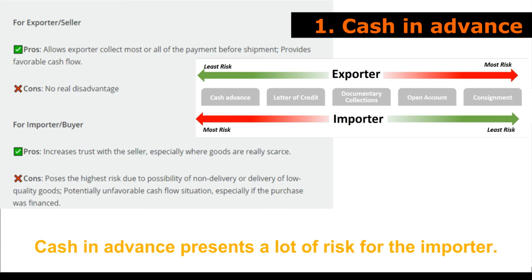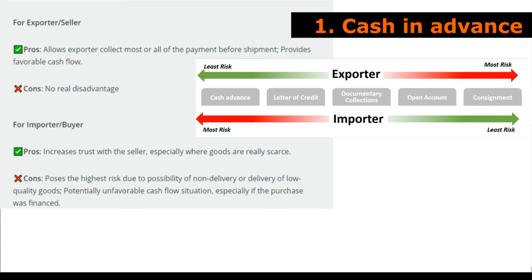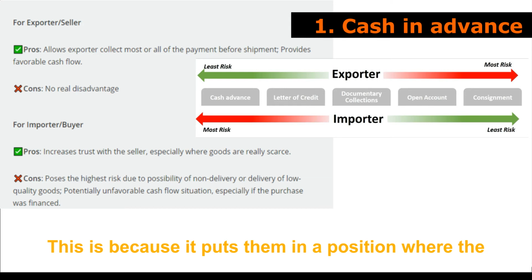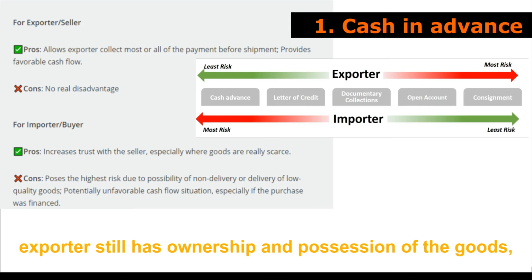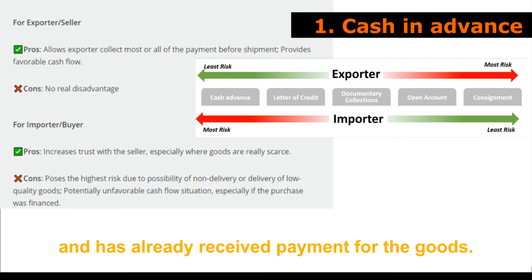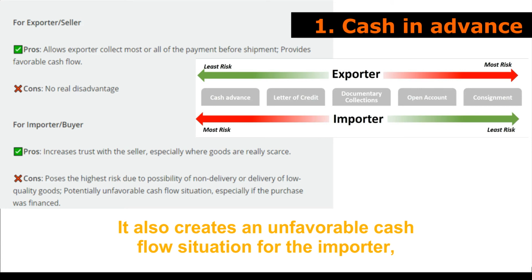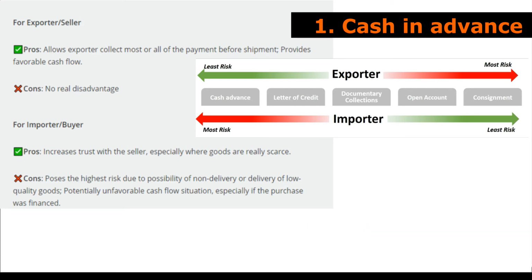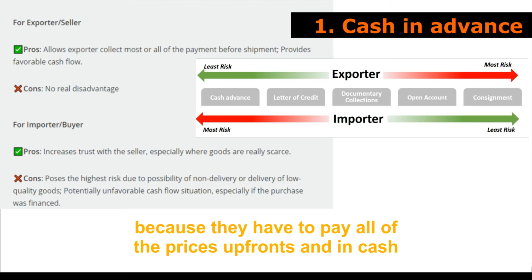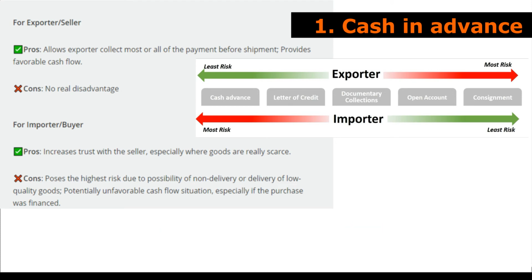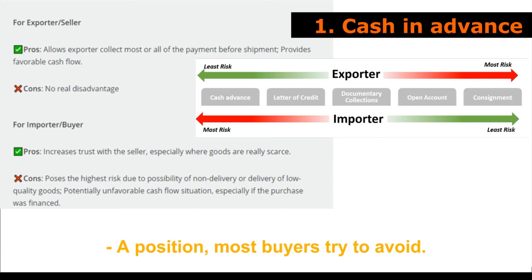Cash in advance presents a lot of risk for the importer. This is because it puts them in a position where the exporter still has ownership and possession of the goods and has already received payment for the goods. It also creates an unfavorable cash flow situation for the importer because they have to pay all of the price upfront and in cash, a position most buyers try to avoid.